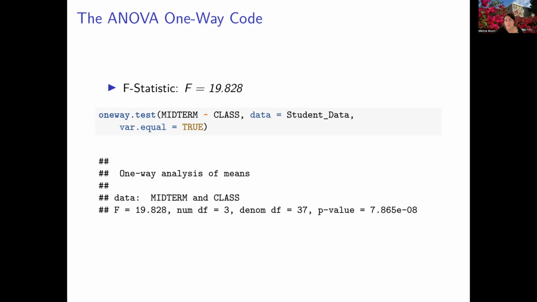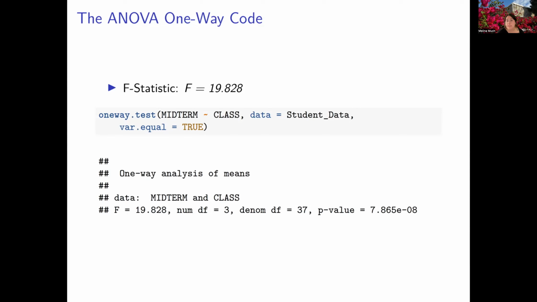The function one-way test is going to use that same sort of tilde language that we use for t-tests. So again, our dependent variable is the midterm. Our independent variable is class. Our data is the student data set, and the equal variances is just an assumption that we have to put in there. There are all these assumptions that go along with these inferential statistical tests that are beyond the scope of this course, but I do want you to know that you have to have variances equal to true.